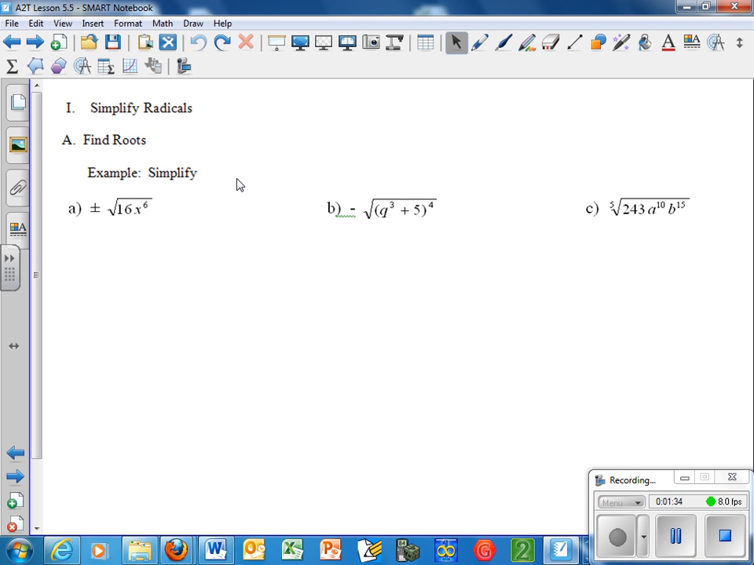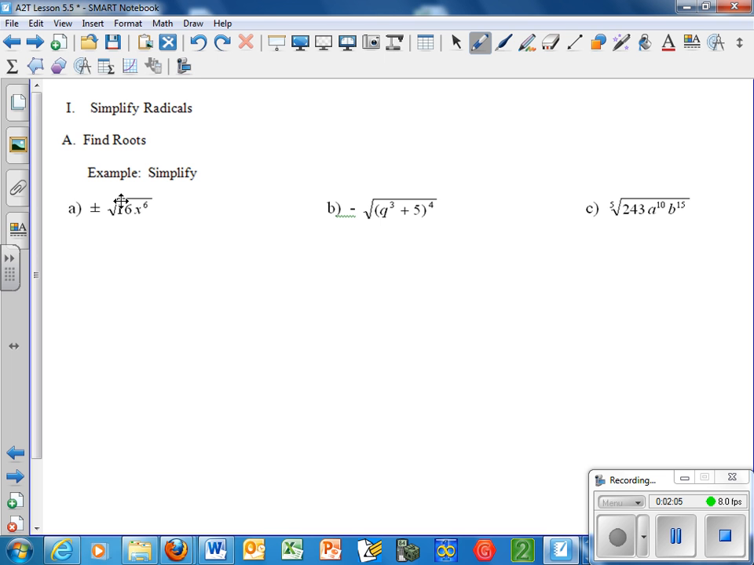Alright, so let's get into simplifying radicals and finding roots of things. The first thing they're telling us here, if you look at the first of these three problems, is simplify, and you have a positive and negative square root of 16x to the 6th.